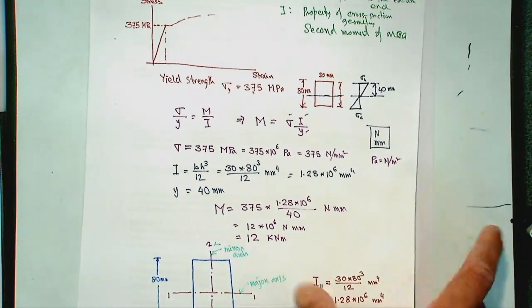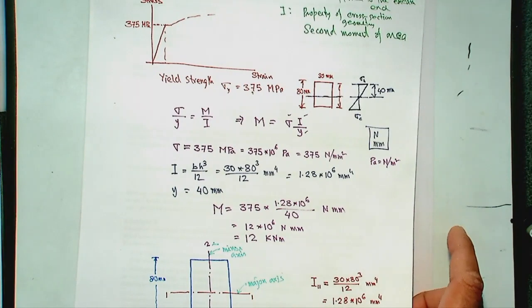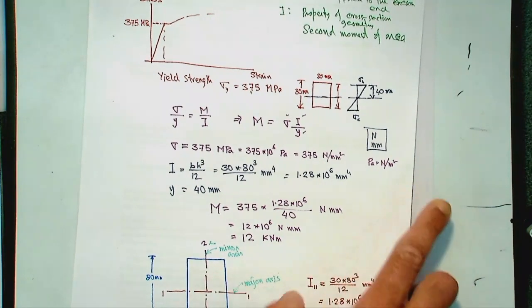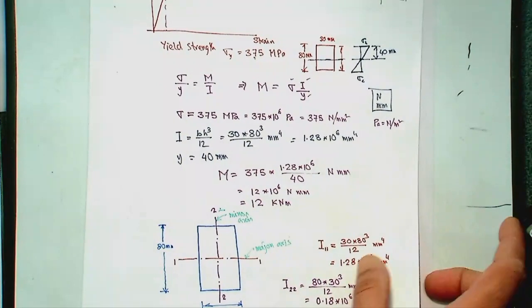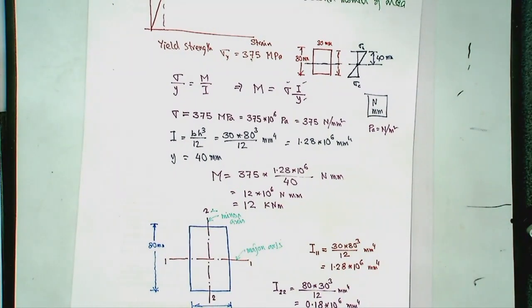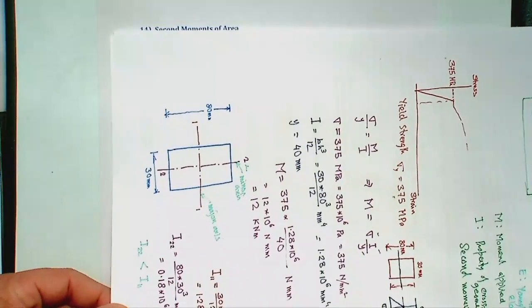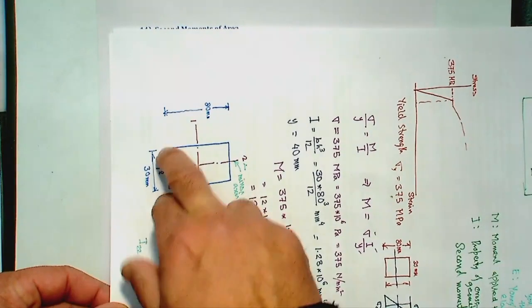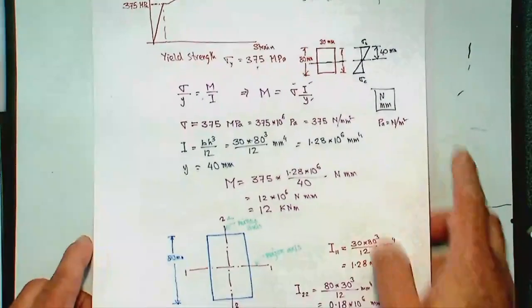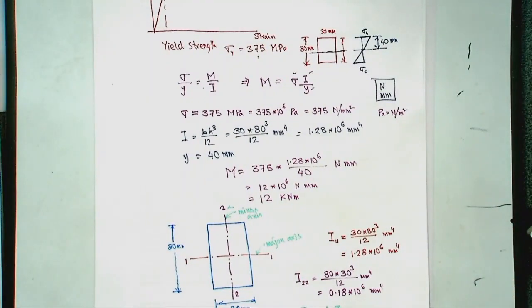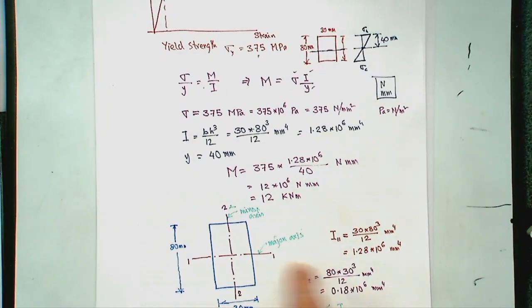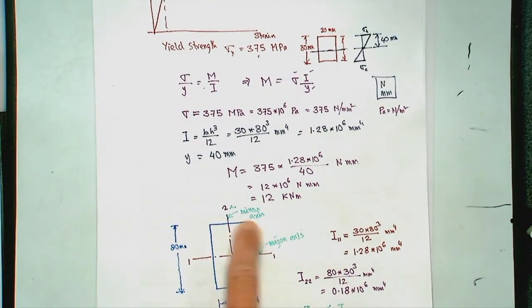And we said that for a rectangular section it is bh cubed over 12. For this rectangular section about axis 1-1, b is 30 and height is 80. But if you carry out the second moment of area about axis 2-2, which is the vertical axis, then you need to rotate it, so b would now be 80 and height would be 30. So you have to see which way the beam is bending, about which axis, and then take the appropriate I, because it could be different values if the width and height are different.